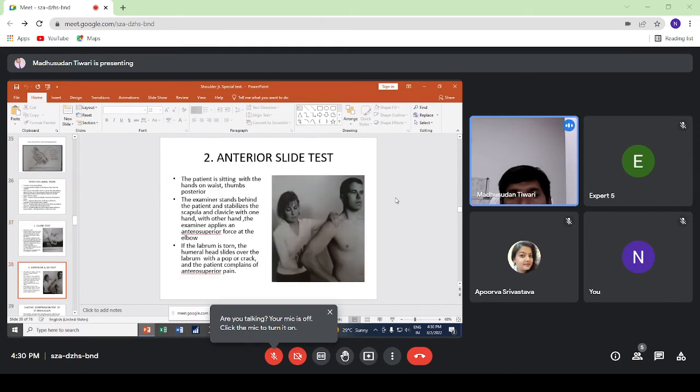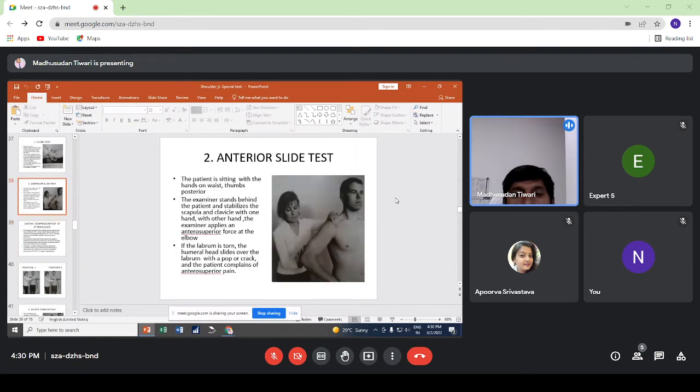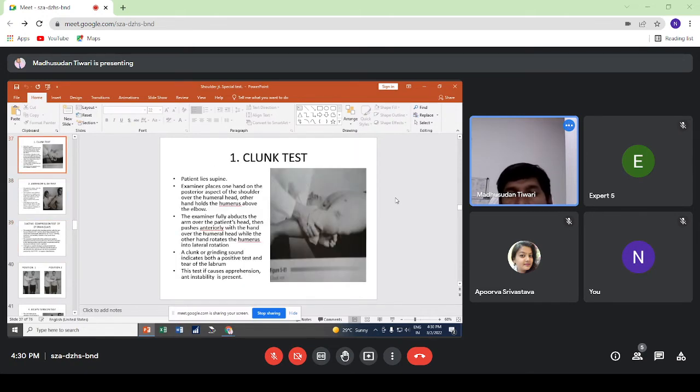Tests for confirming the labral tear. First is the Clunk test. The labrum is the fibrocartilaginous structure found within the glenoid cavity, and because of this property, it can create more depth in the cavity and hold the head of the humerus. Because of its tear, the head of the humerus doesn't fit properly in the glenoid cavity. The first test is the Clunk test.